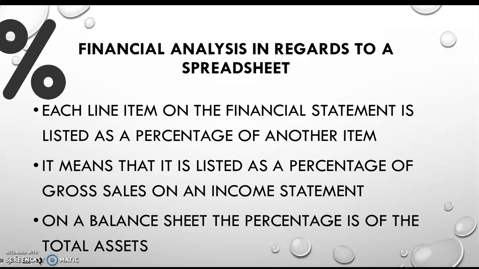So, financial analysis in regards to a spreadsheet. Each line item on the financial statement is listed as a percentage of another item. It means that it is listed as a percentage of gross sales on an income statement, and on a balance sheet, the percentage is of the total assets.